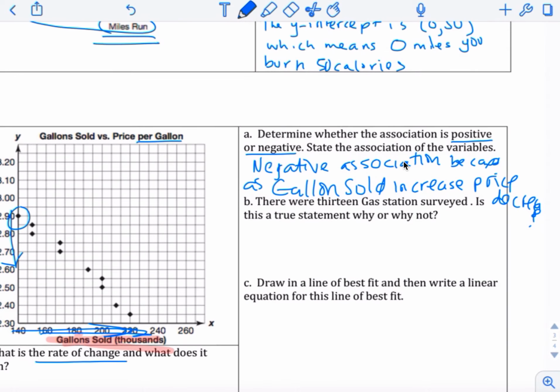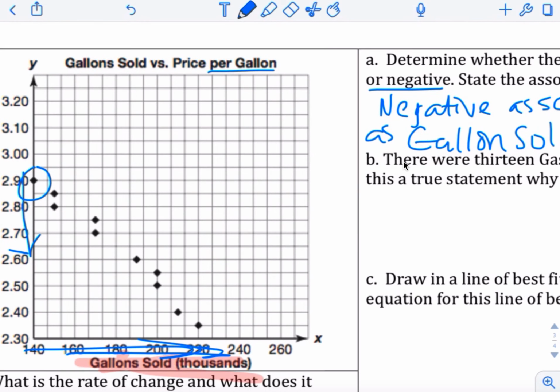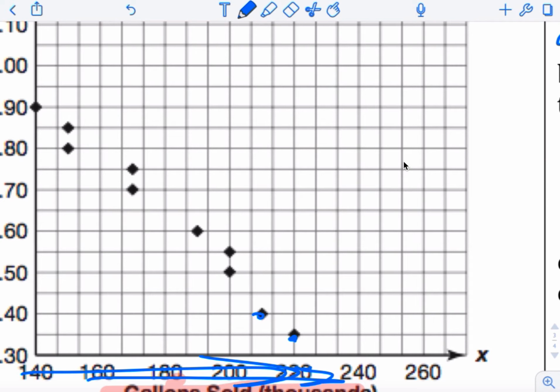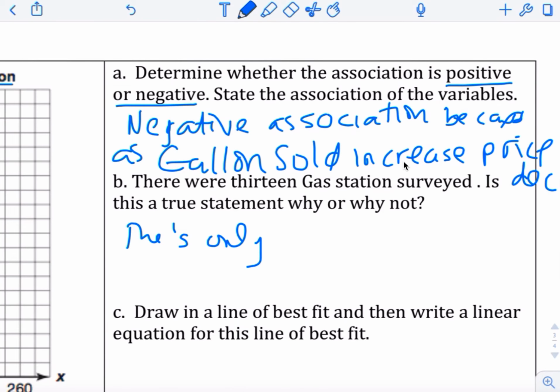There were 13 stations surveyed. Is this a true statement? Why or why not? Let's find out how many. I hope I didn't put an outlier on yours. 1, 2, 3, 4, 5, 6, 7, 8, 9, 10. I only count 10. There's only 10 gas stations because of the 10 dots.